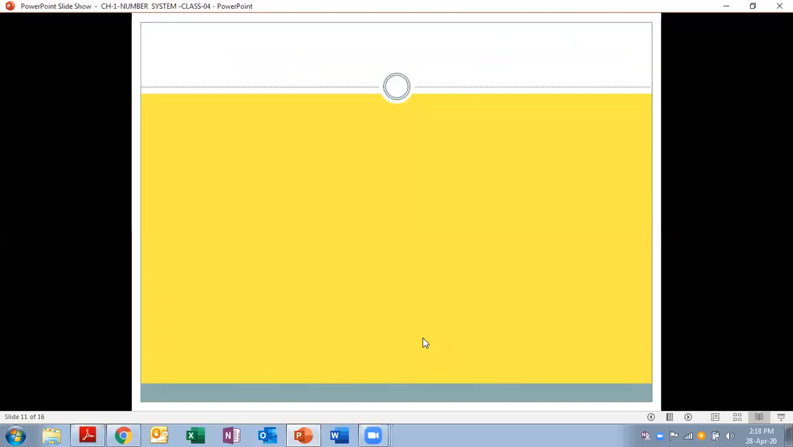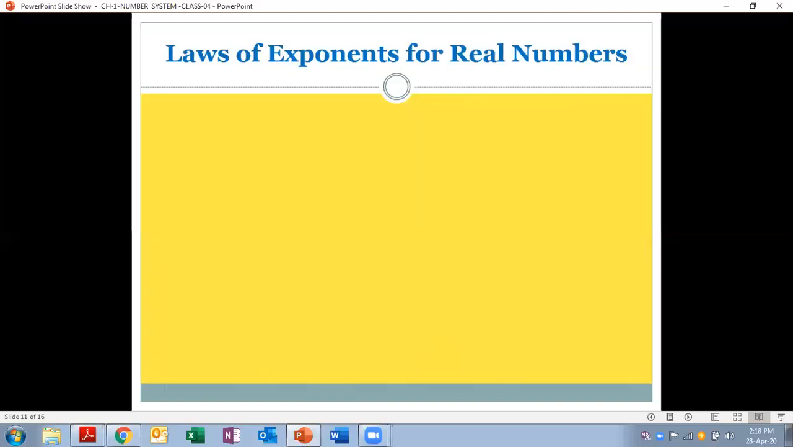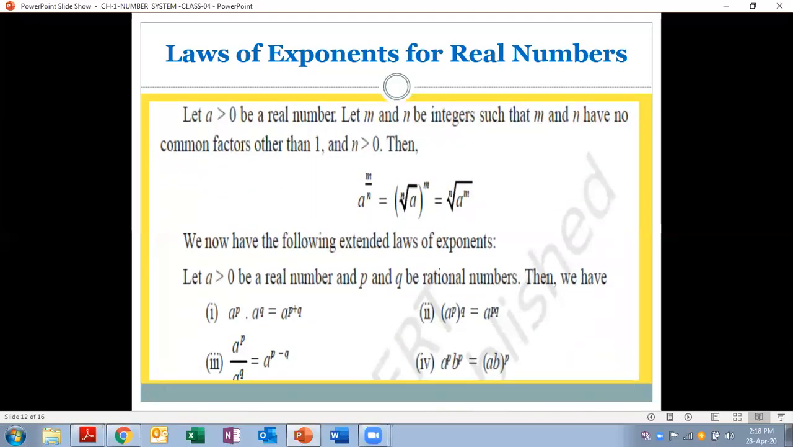Now we have the laws of exponents for real numbers. This is a very important slide where we have the nth root of any number, and we have the power m of that nth root of the number.